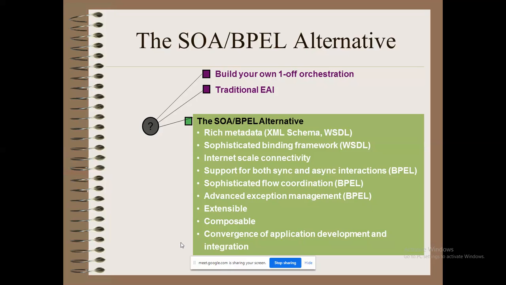See here, the first alternative that we can take forward. So ultimately BPEL is what we can take forward, because the first one, build your own one-off orchestration, could be a cumbersome job, right? Because assume that Google Suite has this many services. How will you communicate between all those services interconnectively?